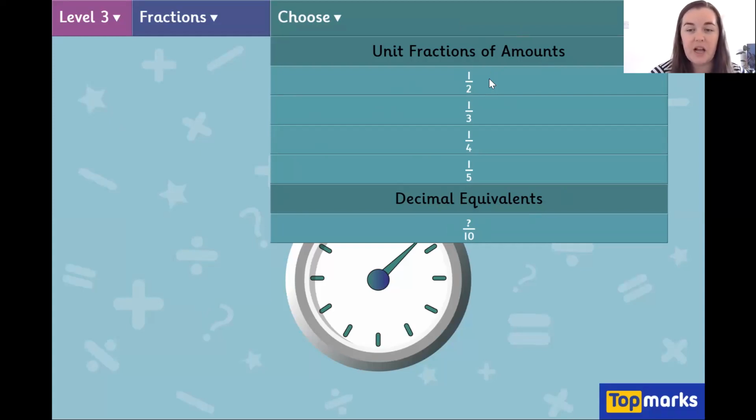So if we're finding half, you need to divide by 2. If we're finding a third, you need to divide by 3. If we're finding a quarter, you need to divide by 4. And if we're finding a fifth, you need to divide by 5. And we know all those times tables. You've worked so hard this year.